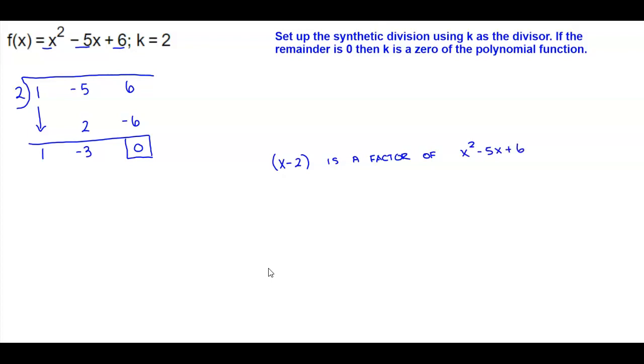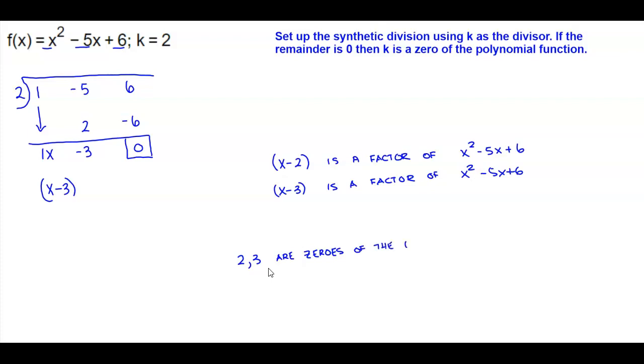Okay, now we found another factor, because if we take a look at the quotient, this is actually 1x minus 3, which is the same thing as x minus 3. And so x minus 3 here is also a factor of the polynomial x squared minus 5x plus 6. So that means 2 is a zero, and also 3 are zeros of the function.